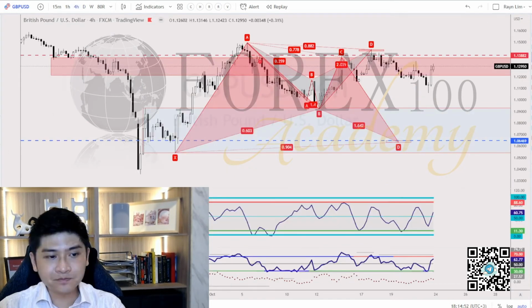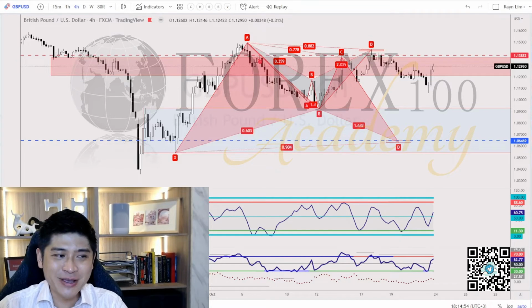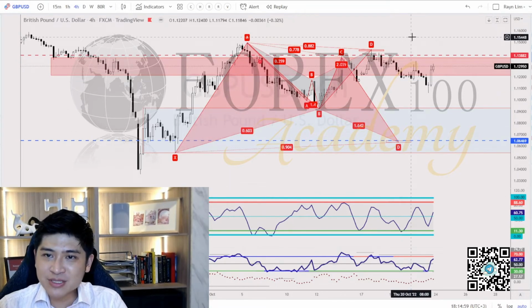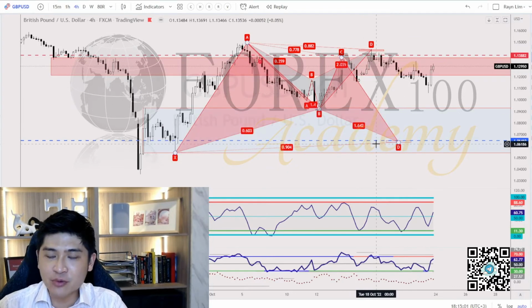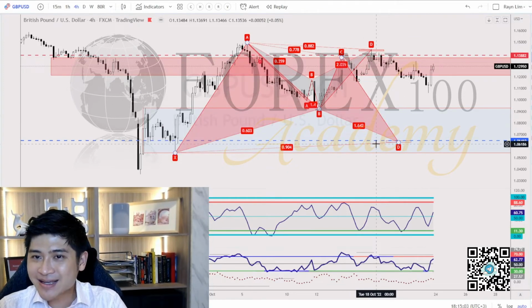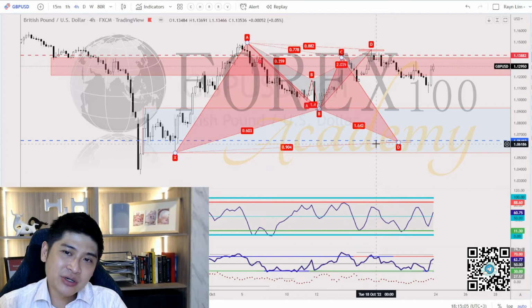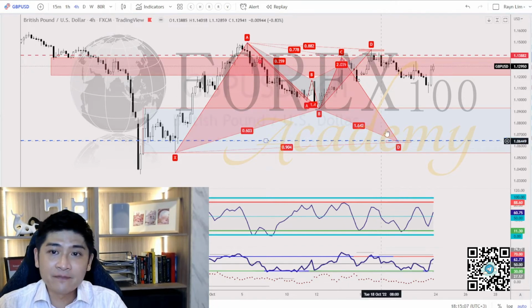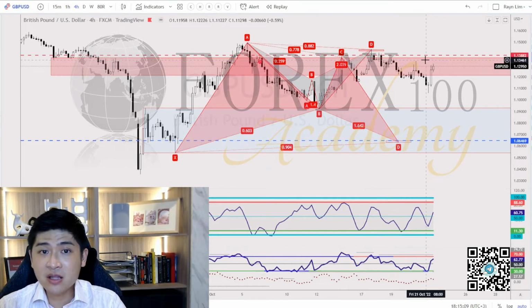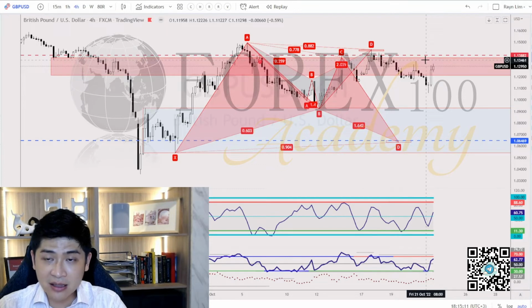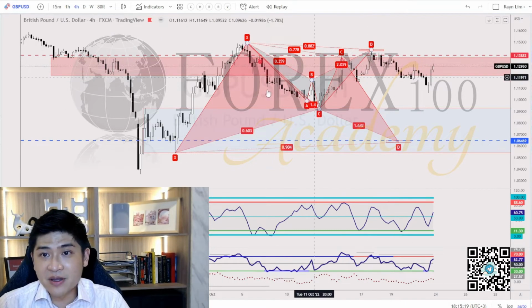To the 4-hour chart, I remember last week I did talk about this bearish shark pattern. Most likely it's not going to happen. I'm rooting for the bullish bat, correct? But what I do as a trader, I still place the pending order in. I still place the analysis in. I still place the dotted line in and alert in for me and for my students to look into this possibility. And it did happen, correct?